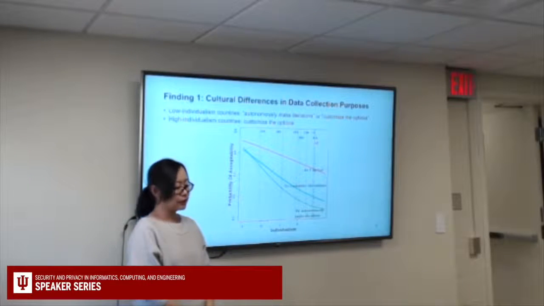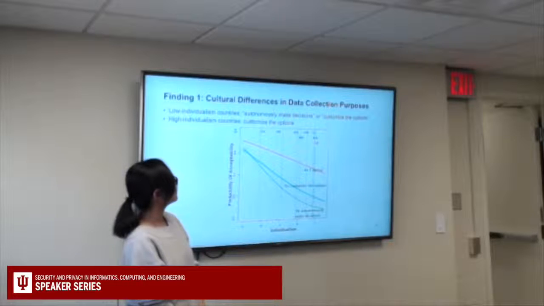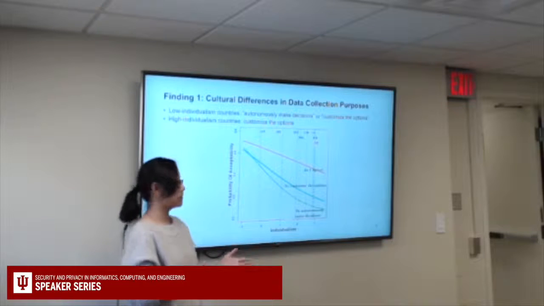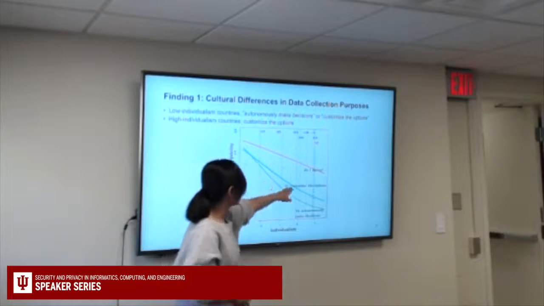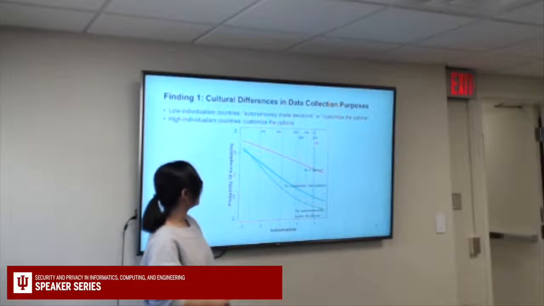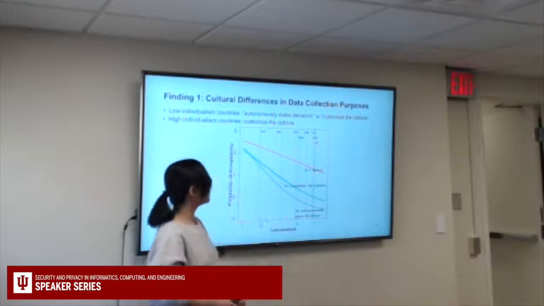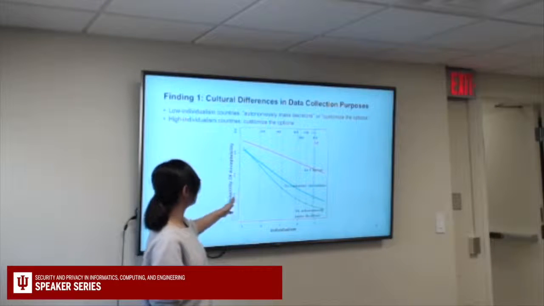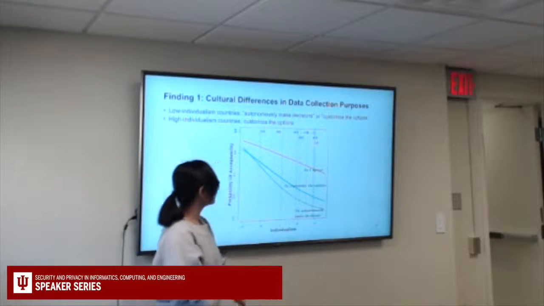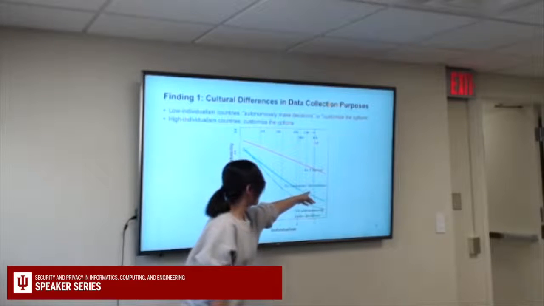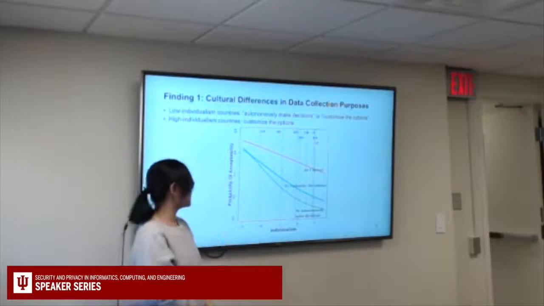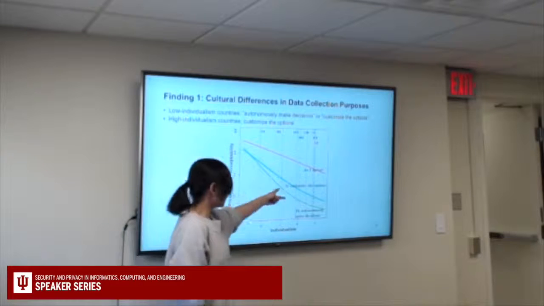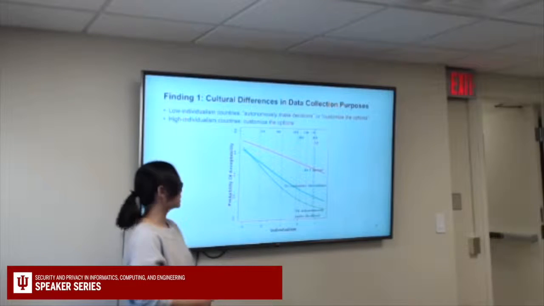I summarize 4 findings here. The first finding is about the cultural differences in data collection purposes, like why the organizations collect users' data. We found that "as I agree" is the most acceptable data collection purpose across all the countries. In this chart, the x-axis is individualism and the y-axis is acceptability. For highly individualist countries, customizing the options is more accepted than autonomously making decisions for me. But in collective countries, those two purposes are equally accepted.